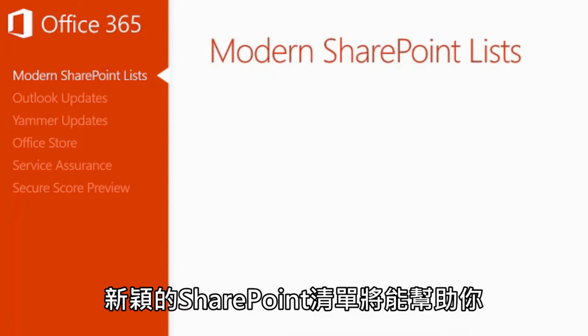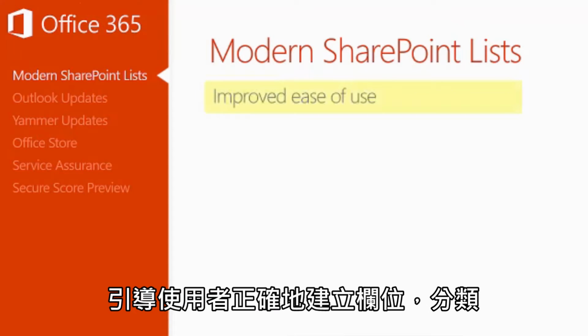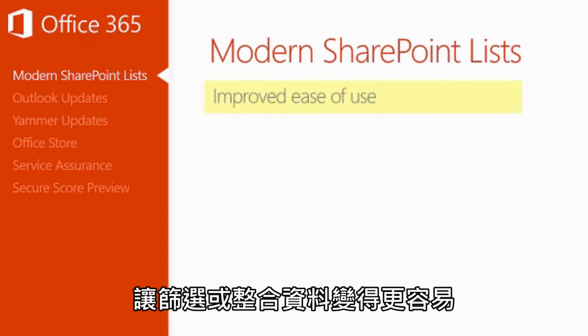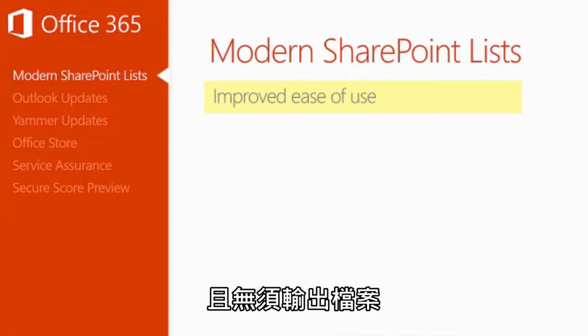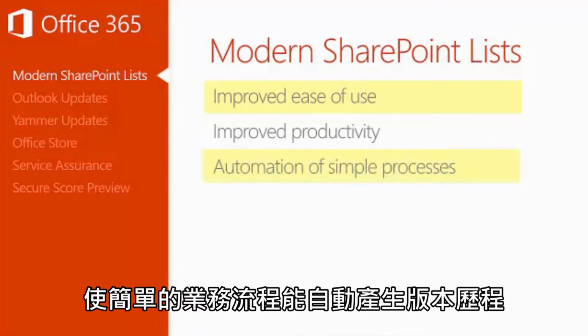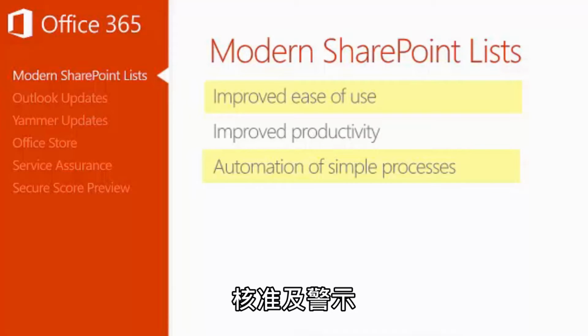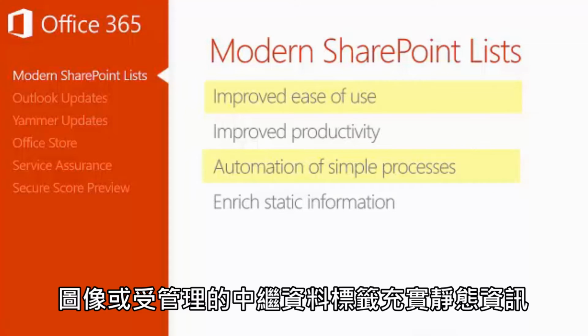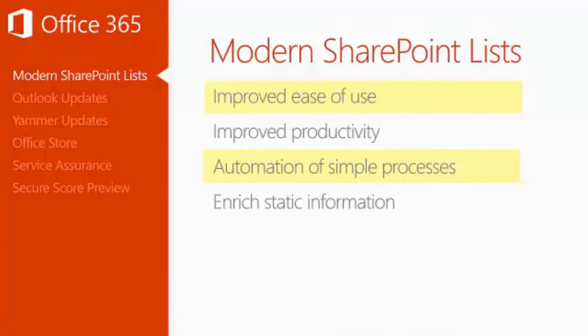With modern SharePoint lists, you can improve ease of use by empowering users to add columns to lists and sort, filter, and group data in place without having to export the data. Improve productivity by bulk editing list items with Quick Edit, and automate simple business processes with versions, approvals, and alerts. Not only that, but you can enrich static information with rich data types, including people, images, and managed metadata tags.